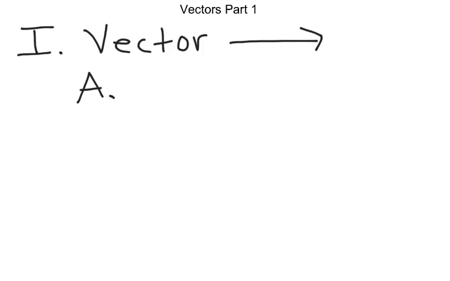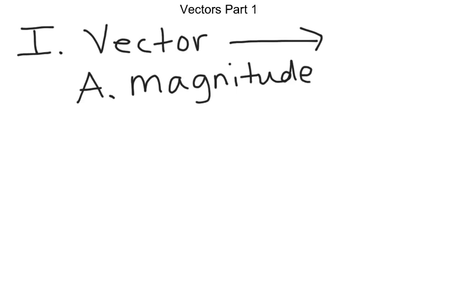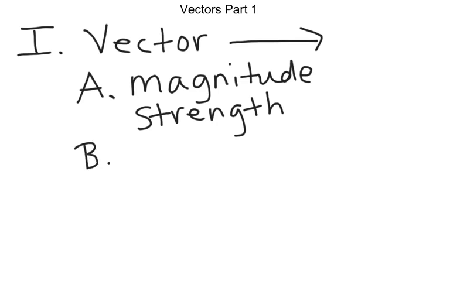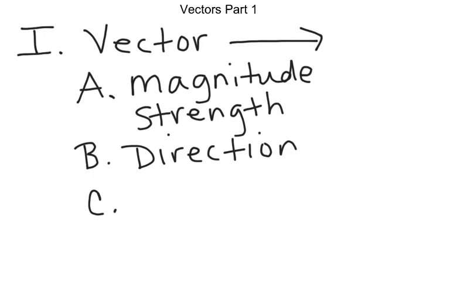Vectors give you information. They give you information about something's magnitude and/or something's strength. It also tells you the direction. An example of something that is a vector is velocity. Velocity has a magnitude and it also has a direction.